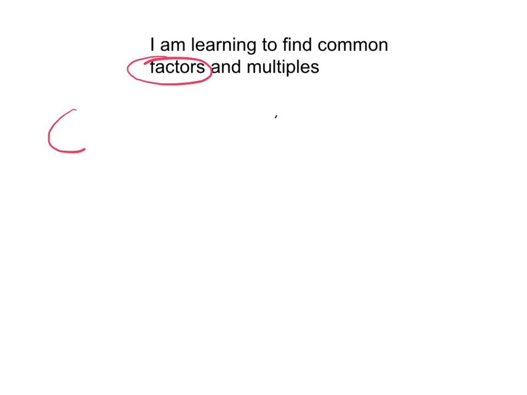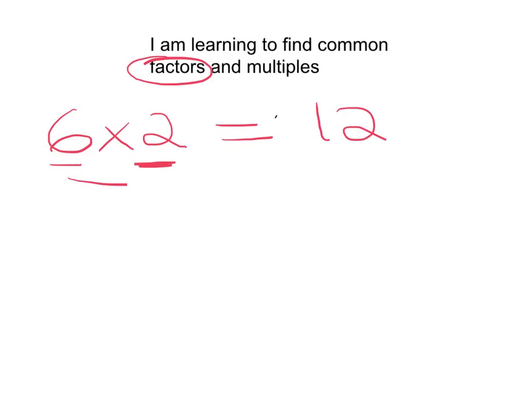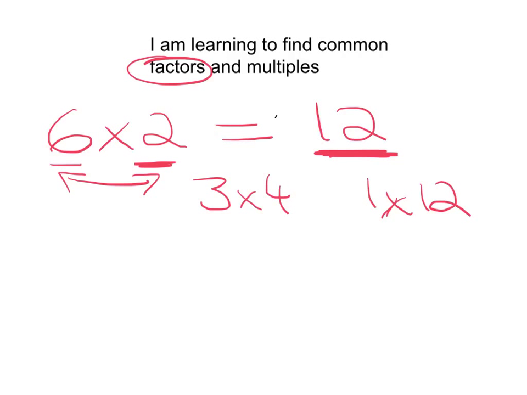Let's take a factor here. Let's take the question 6 times 2 equals 12. These two numbers here are called factors because we've multiplied them together. So any numbers we multiply together are specifically called factors. So if you like, a factor times a factor equals a product. Other factors of 12 are 3 and 4, 1 and 12.